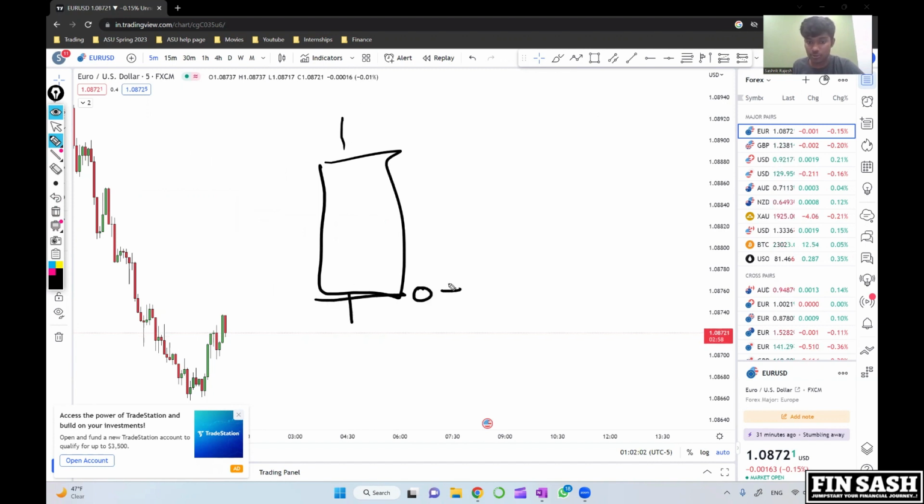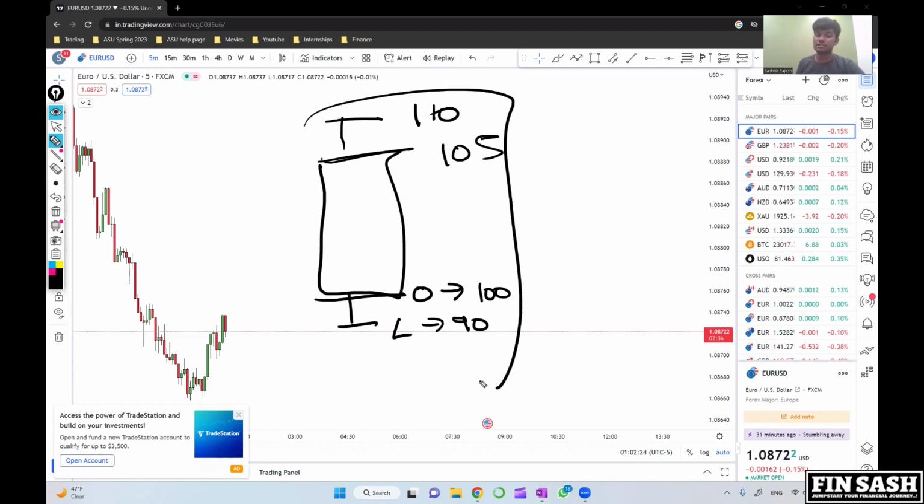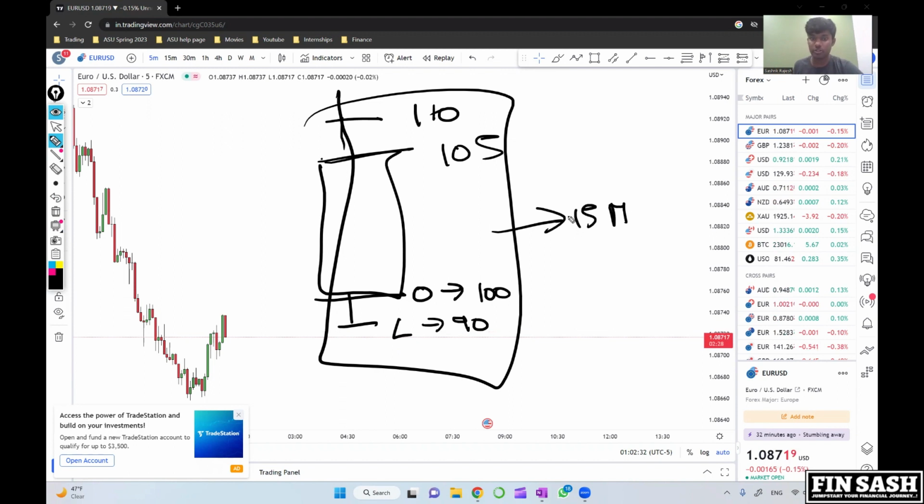So this is the open, which opened at, for example, 100. It created a low of 90. It went further up to create a high of 110, and it came down to give a closing of 105. So this is how you read a candlestick pattern, whichever time frame it is in. I explained this for the 15-minute time frame.